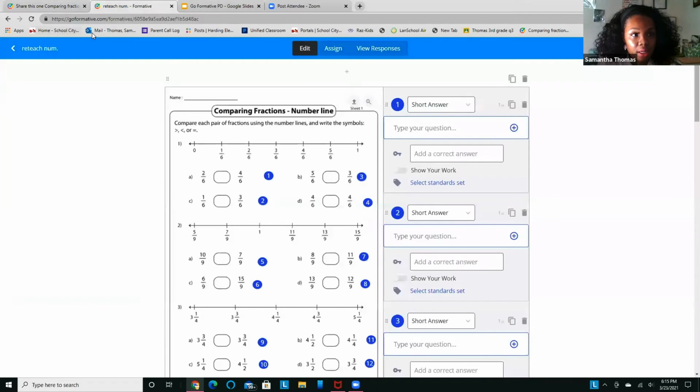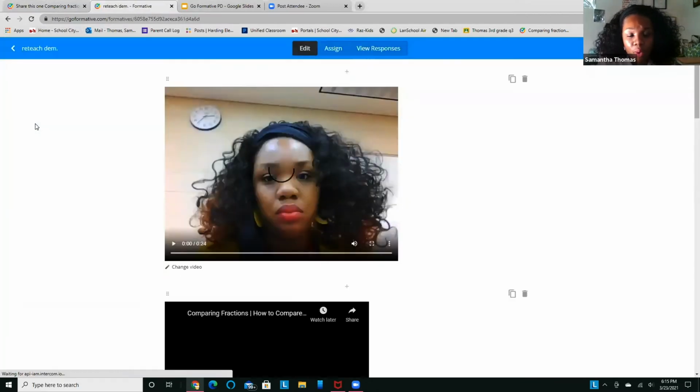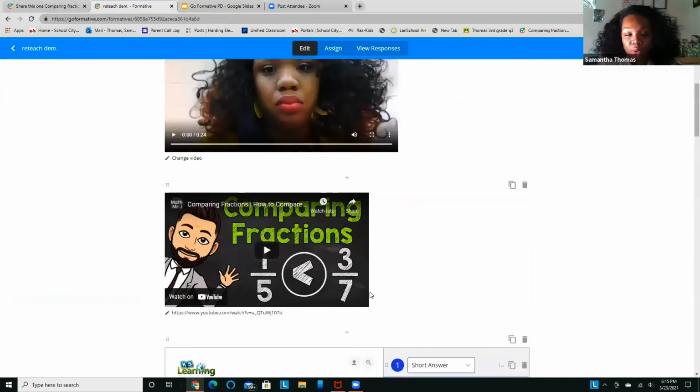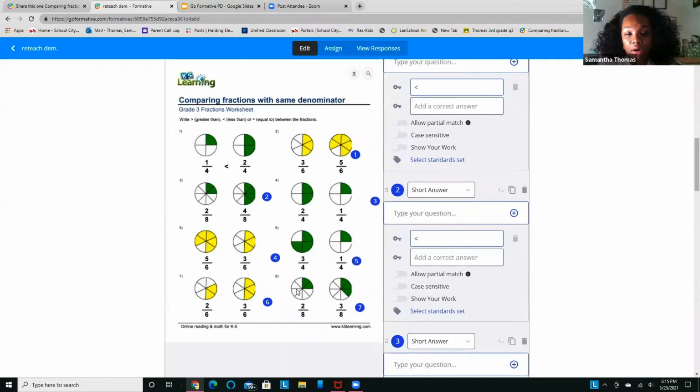And in this assignment, I will, of course, go over and model with them how to compare fractions with the same denominator. And I can also give them maybe the last 2 as another exercise to see, did you get it the second time around or third time around, or do I need to hit this again?